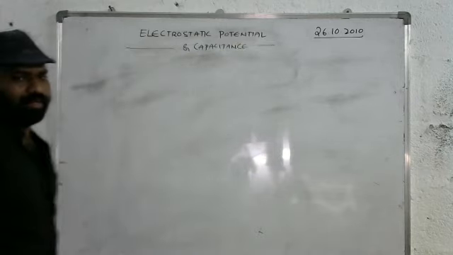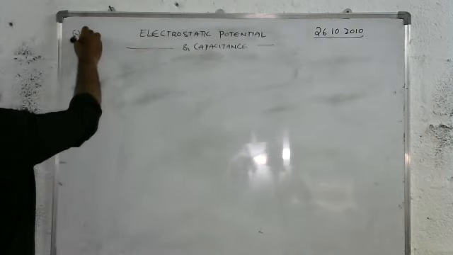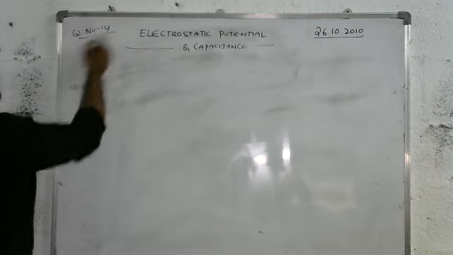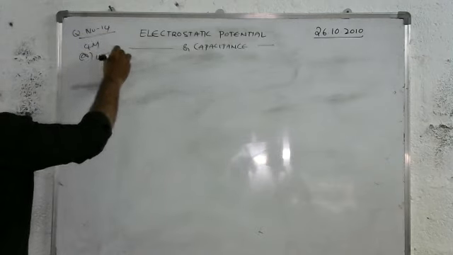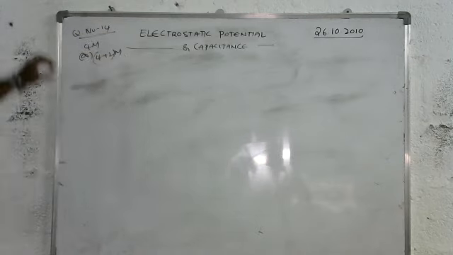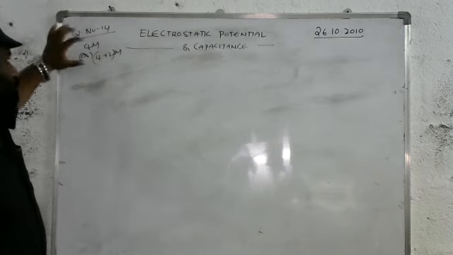Electrostatic potential and capacitance. In our IP examination, this is question number 14, which carries 4 plus 2 marks. It's a 4 marks question. In this we have a 4 marks question and a 2 marks question.